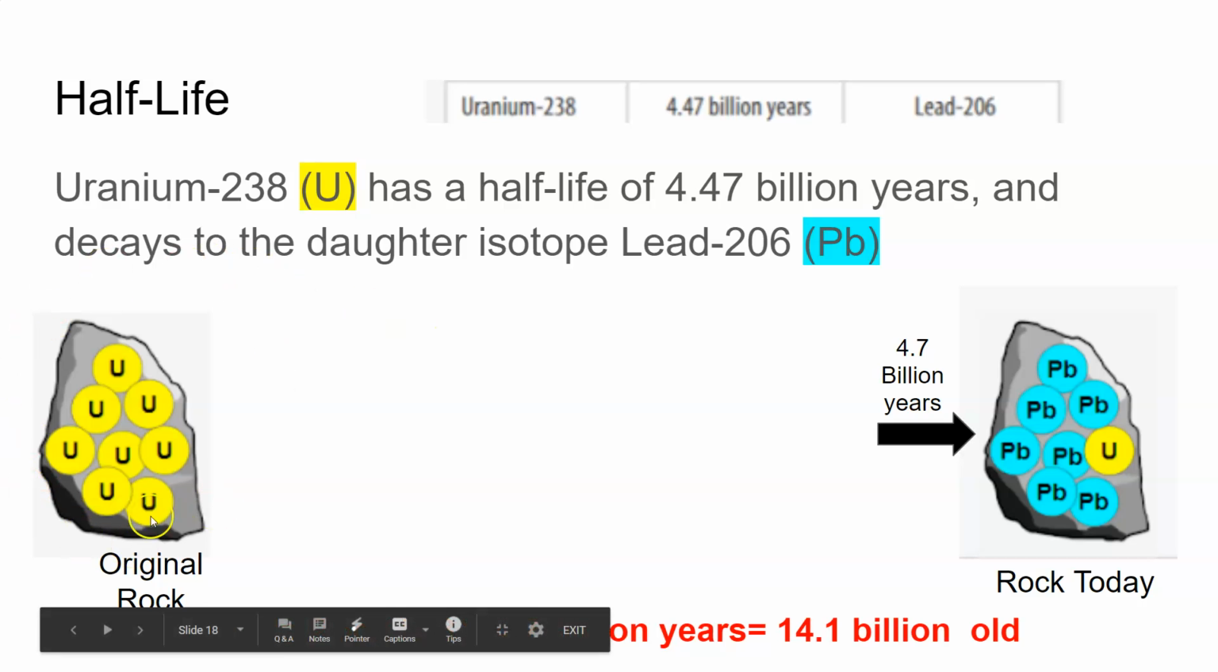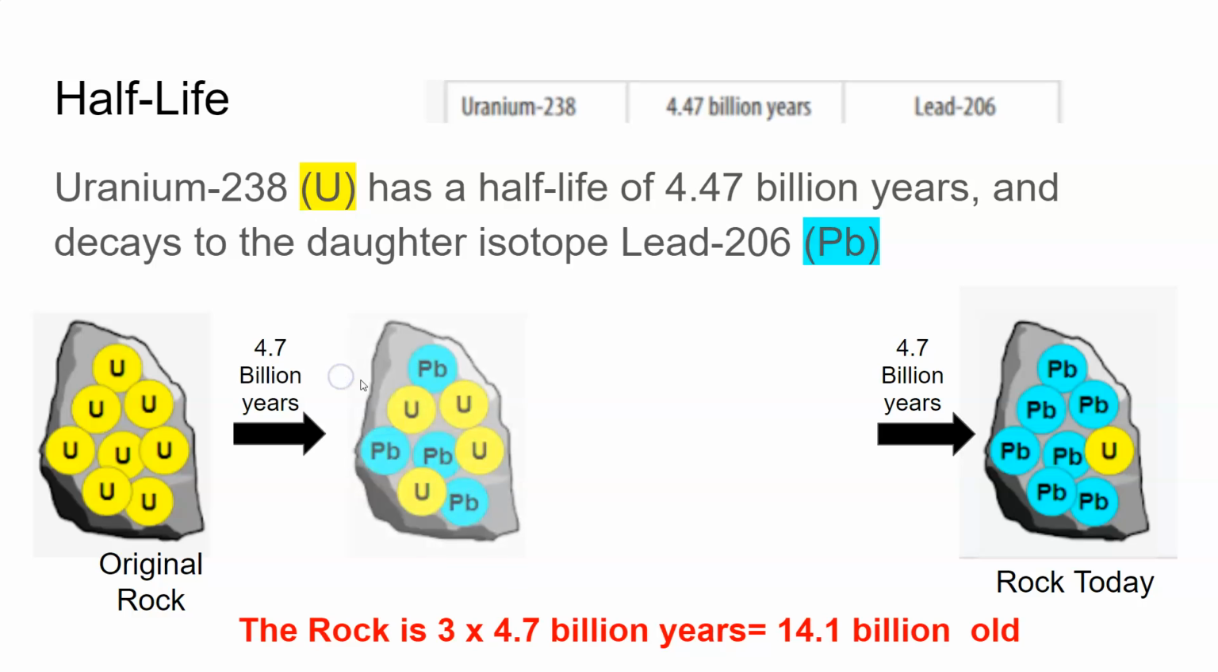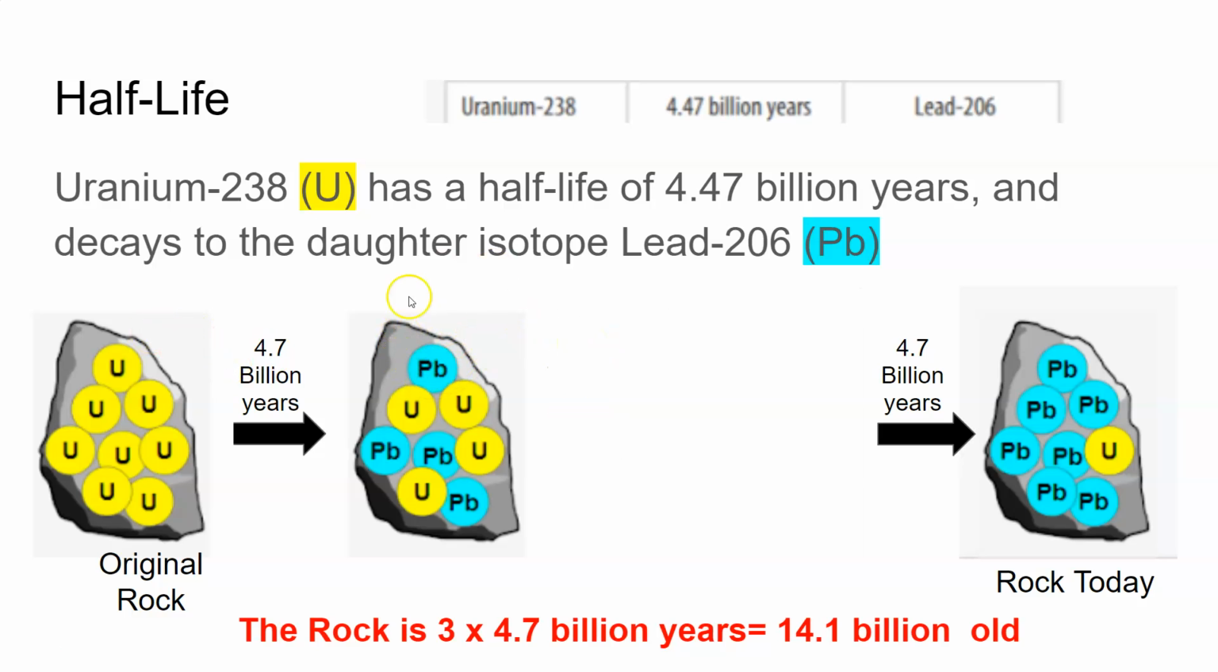So if the original rock was all uranium, and it had 8 uranium atoms, then in 4.7 billion years, you're going to have half of 8, which would mean that you have 4 uranium atoms, and then 4 leads, because remember, the uranium will decay and form a lead. So this uranium, for example, turned into this lead atom, okay? So right now we have 4 uraniums and 4 leads, but our rock today has 7 lead atoms and 1 uranium.